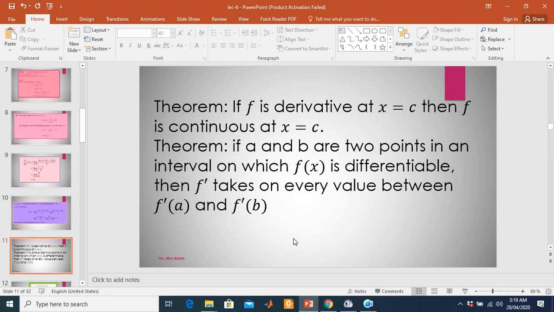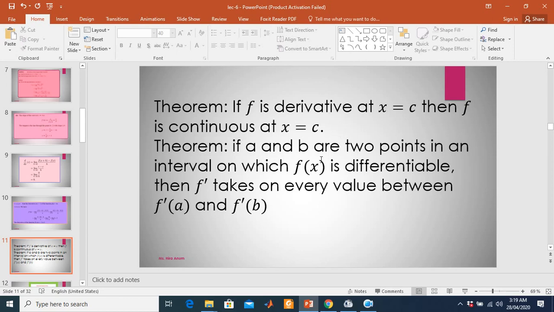Here is the theorem. If f has a derivative at x equals c, then f is continuous at x equals c. If f is differentiable at point x, then f is continuous at x equals c.